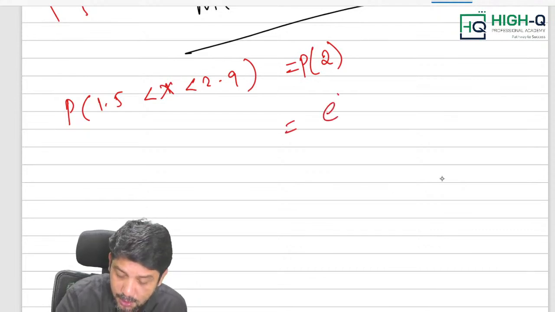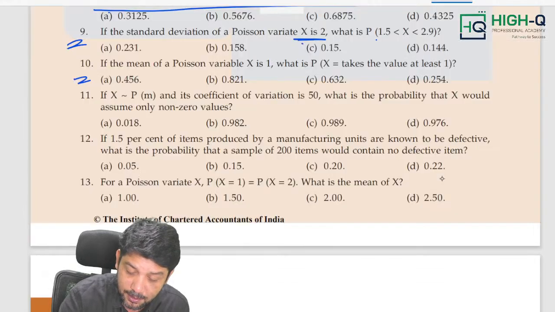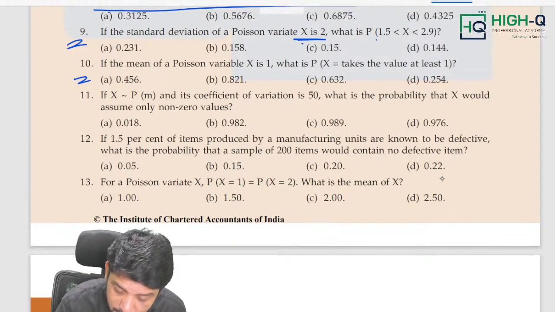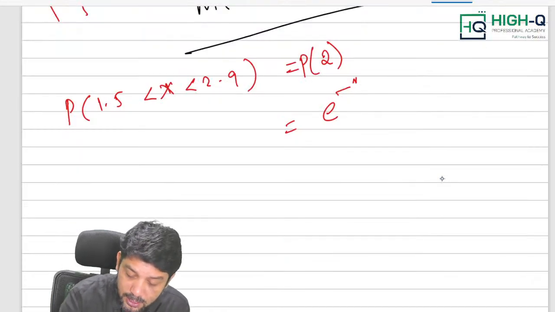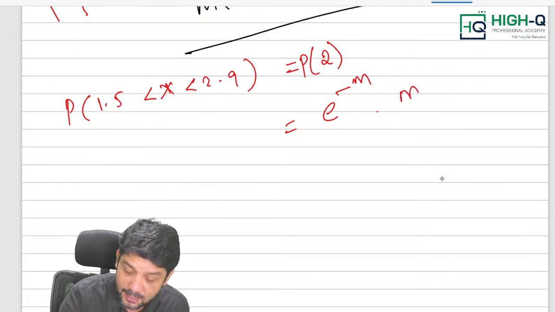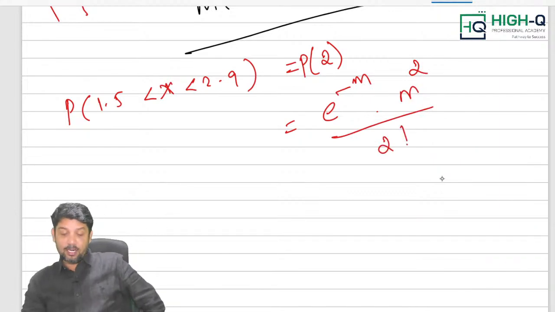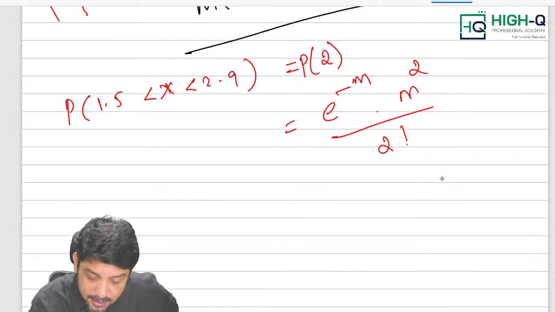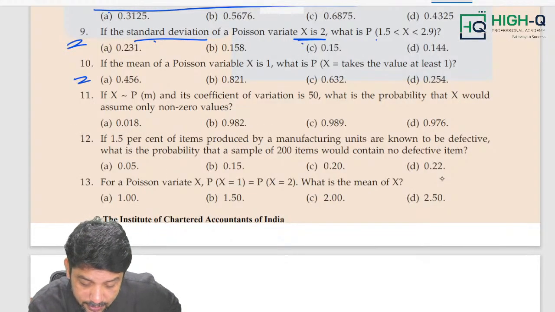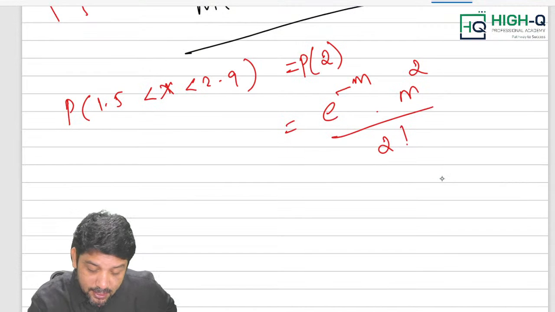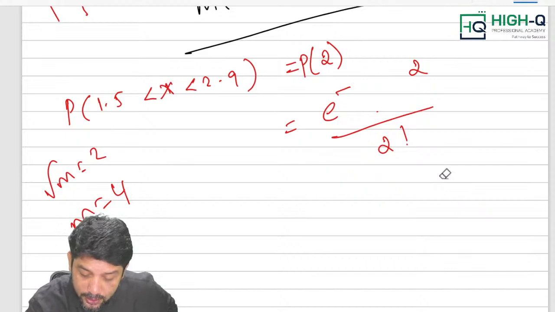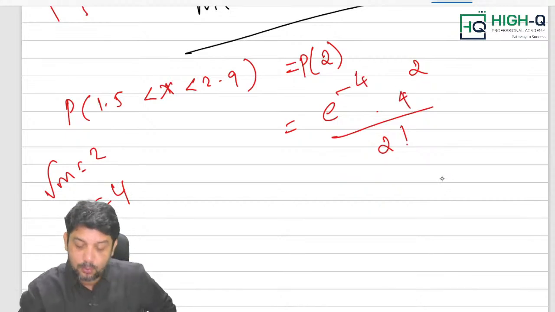According to our formula, e power minus m, m power x divided by x factorial. Here the m value is to be found, since they give the standard deviation. So e power minus m, m power 2 divided by 2 factorial. If the standard deviation of the Poisson variable is 2, then root m is equal to 2. What is m equal to? 4. Just substitute m equal to 4, and your answer is over: e power minus 4, 4 square divided by 2 factorial.